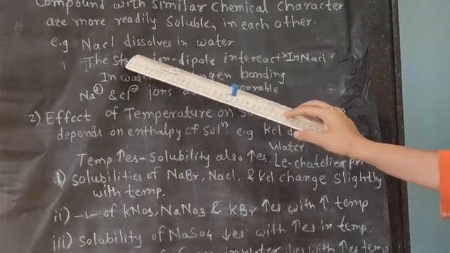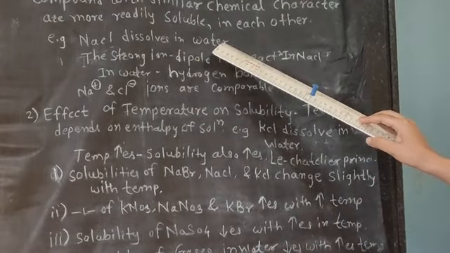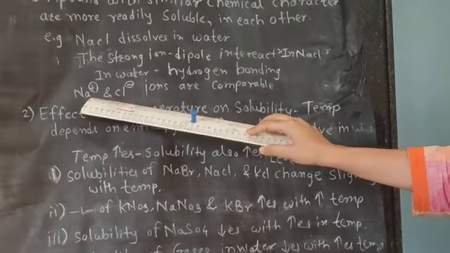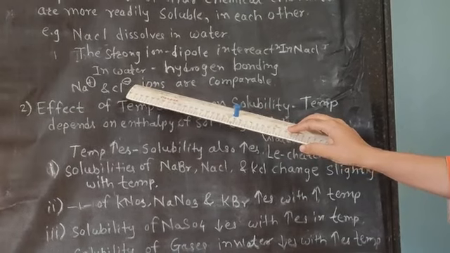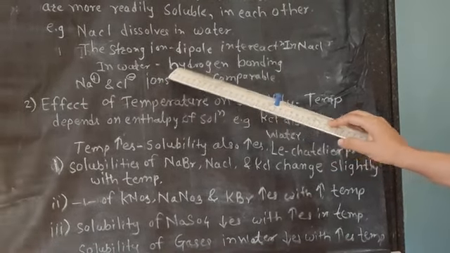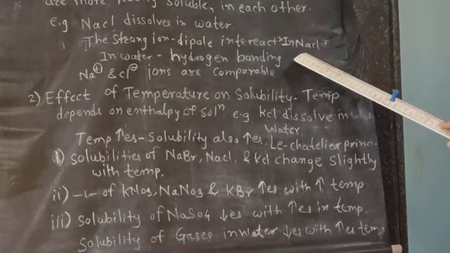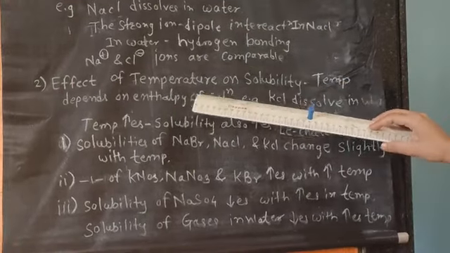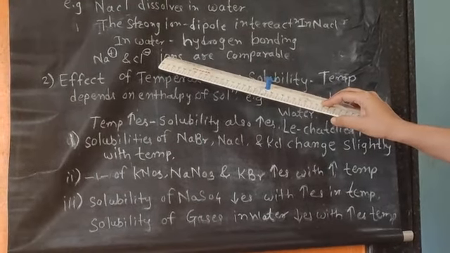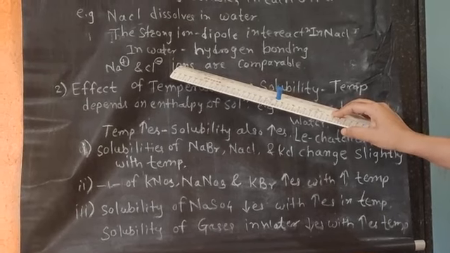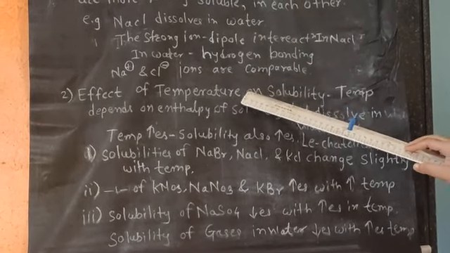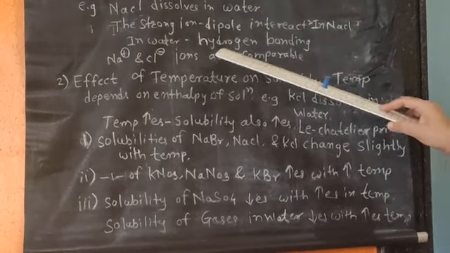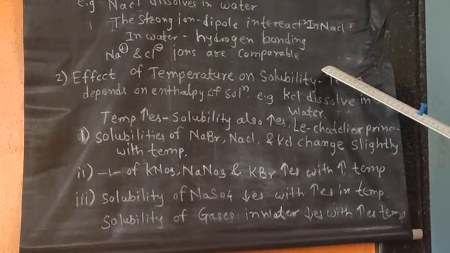For example, NaCl dissolves in water. In NaCl, Na has a plus charge and Cl has a minus charge. Here ion-dipole interaction occurs, and the water molecules have hydrogen bonding. Due to this, the ion-dipole interaction with water and the interactions in NaCl are comparable in nature, hence an aqueous solution of NaCl will be formed.